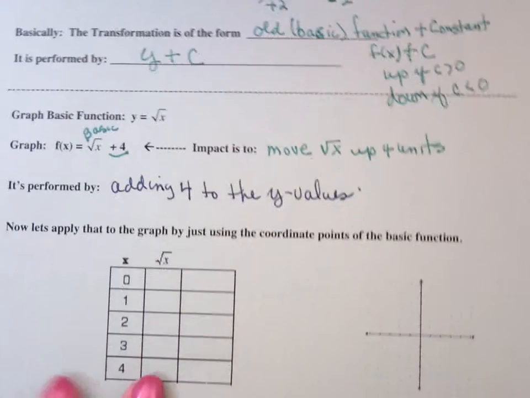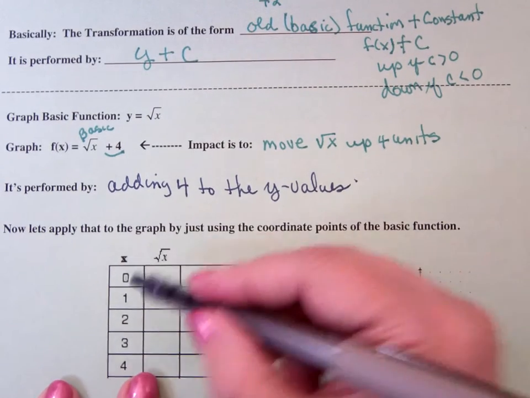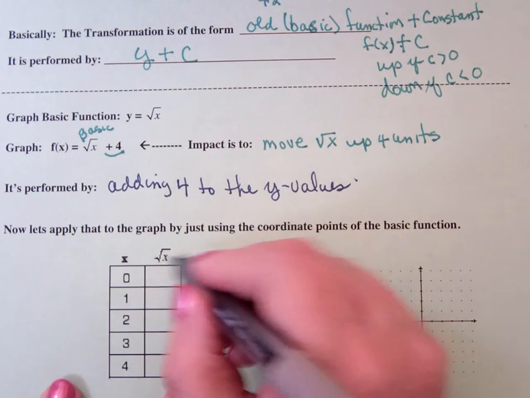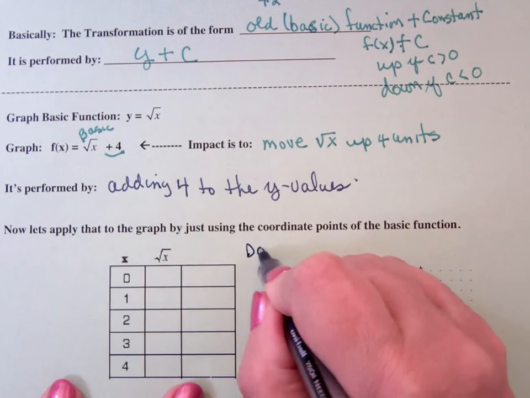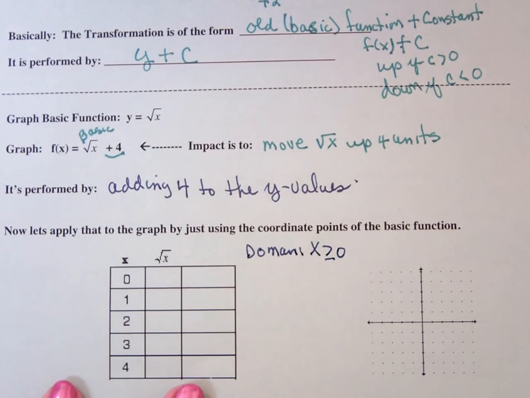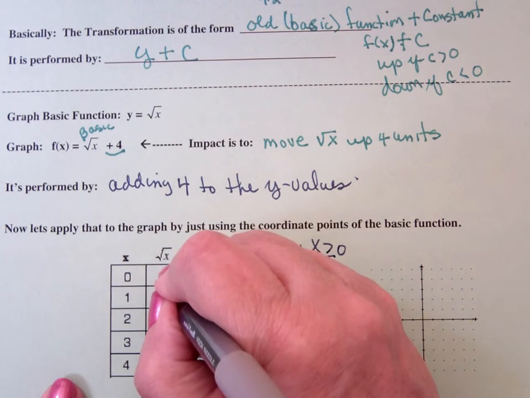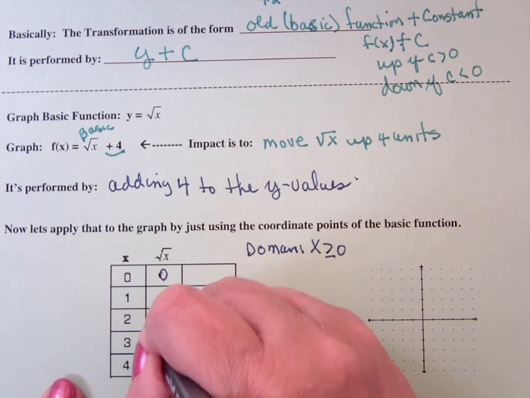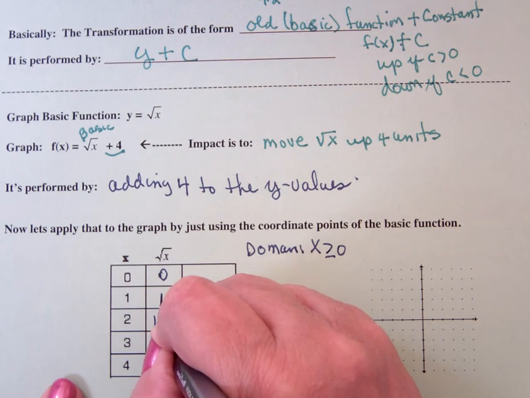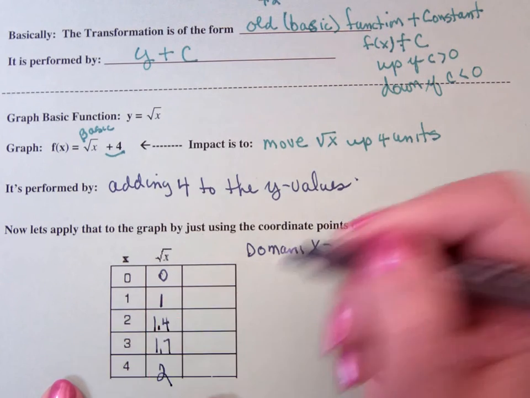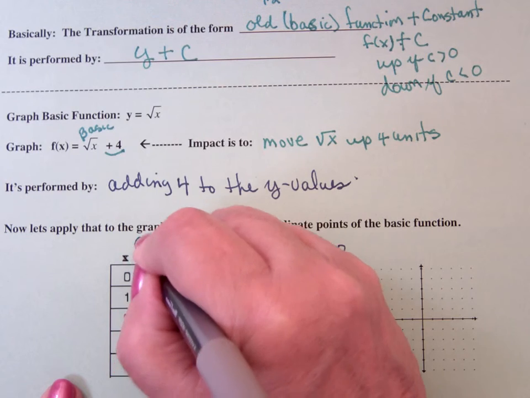So in this particular instance, I'm going to use 0, 1, 2, 3, 4 in my chart because the domain of the square root of x must be greater than or equal to 0, because if x is negative, I have an imaginary number. So square root of 0 is 0, square root of 1 is 1, square root of 2 is about 1.4, square root of 3 is about 1.7, square root of 4 is 2.